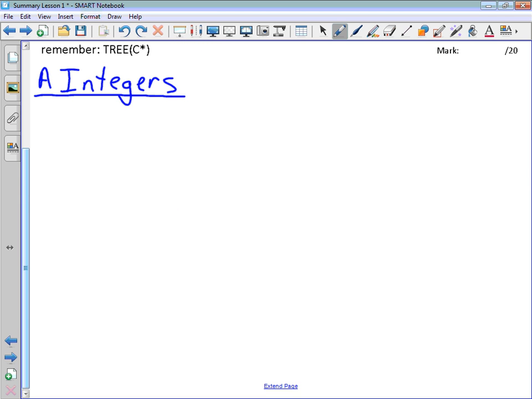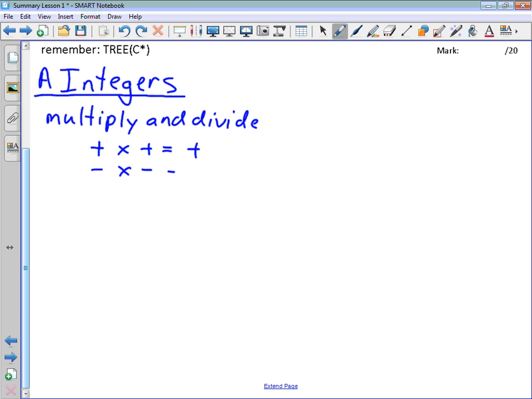And then I would think about what we did in terms of integers. Well, we did multiply and divide. Okay, so that's like a little subtopic under my topic of integers. And now I want to think about, is there a rule? Well, the rule we had was that a positive times a positive gave you a positive. Negative times negative gave you a positive. Negative times positive gave you negative, and positive times negative gave you negative as well. And all of this applied for division as well.